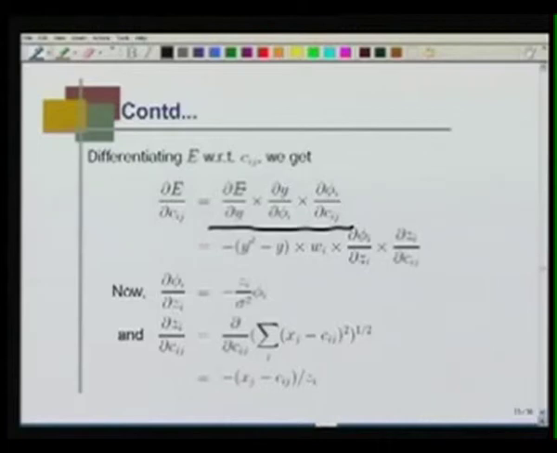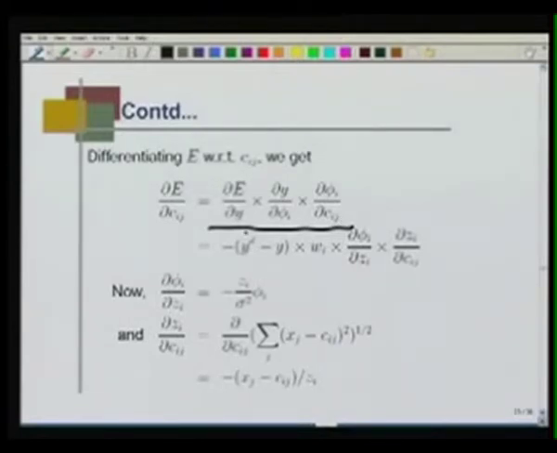First you differentiate E with respect to y, with respect to phi I, and phi I is a function of Cij. Cij is not there in any other phi, any other radial; only the ith radial center contains the element Cij. This is important, and hence this expression is right.